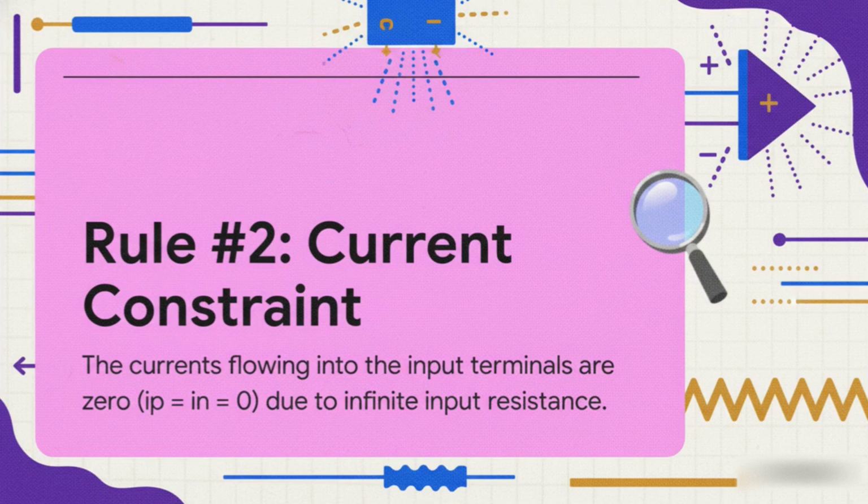And rule number 2, it's just as straightforward. Basically, 0 current flows into those input terminals, none. And why is that? Well, in an ideal world, the op-amp has infinite input resistance. It's like a perfect voltage sensor. It can read the voltage without drawing any power from the circuit. And that's it. Those 2 rules, that's all you need to unlock almost everything.